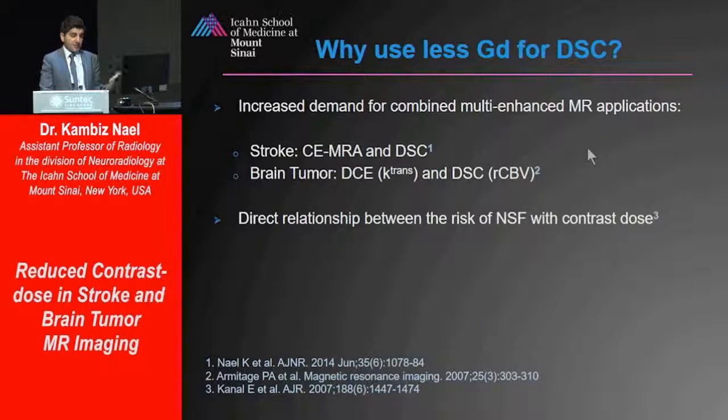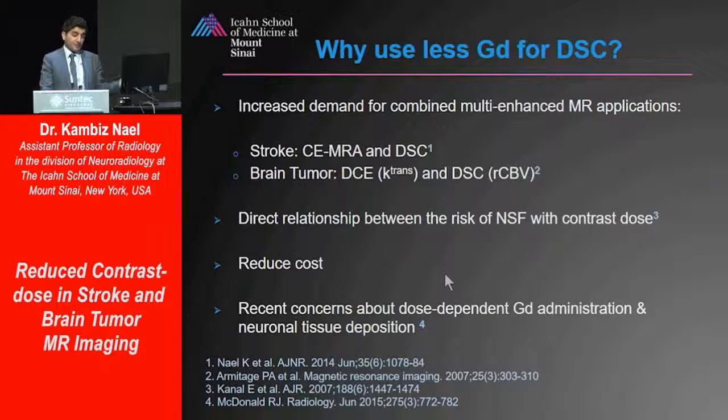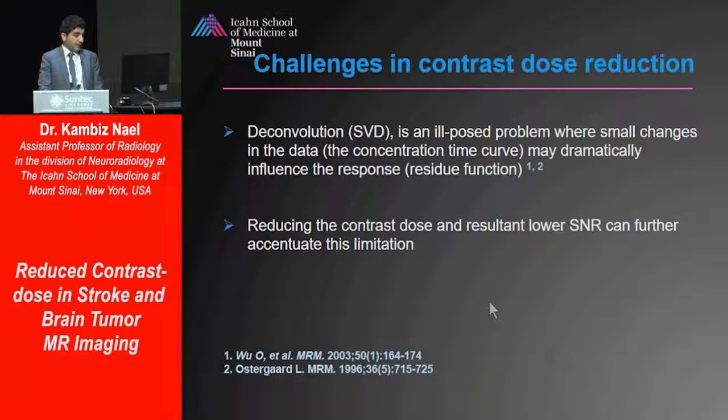Other reasons to use less gadolinium are the direct relationship between the risk of NSF and contrast dose. Reduced cost, obviously, would be a good reason to use less gadolinium. And the recent concern, obviously, about the dose-dependent gadolinium administration and the neuronal tissue deposition that we will learn more about probably in the next few years.